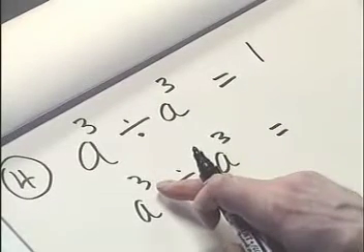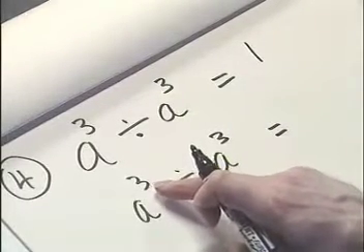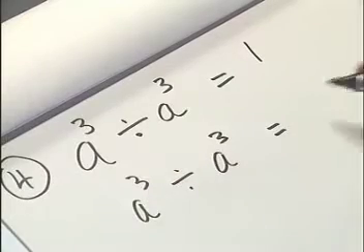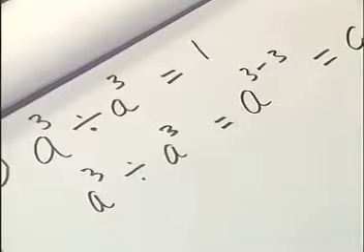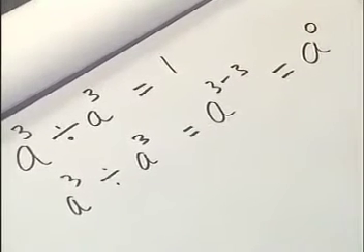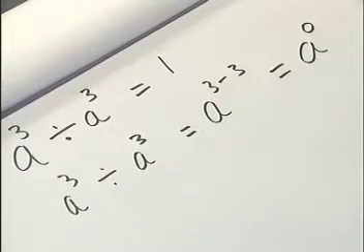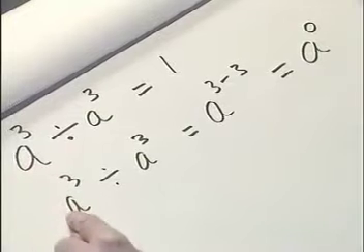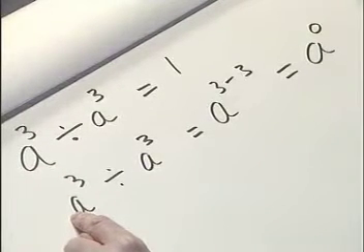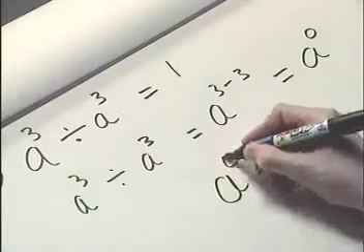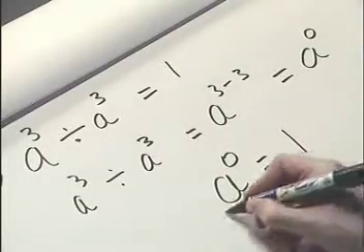We can use rule number 3 for this: if we want to do this, we subtract the indices. So that's a to the power 3 minus 3, which is a to the power 0. So what have we done? We've done the same calculation in 2 different ways, and correctly. So the answers that we get, even if they look different, must be the same. And so what we have is a to the power 0 equals 1.